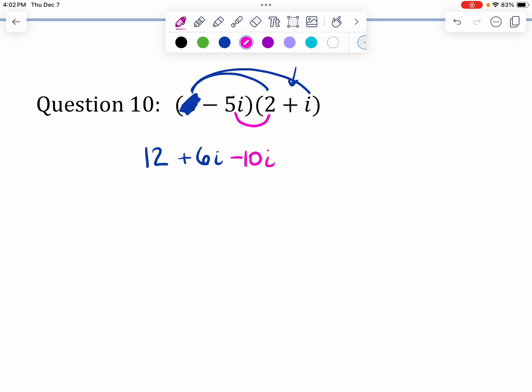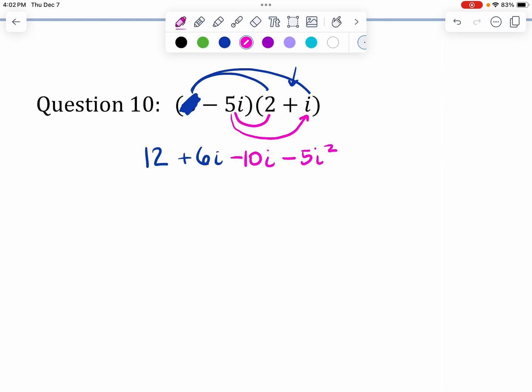So now I have to multiply that negative 5i again with anything that might be remaining, which there is. It's that i there. So negative 5 times positive 1 is negative 5. And then I've got two i's that are being multiplied. So i times i is i squared.